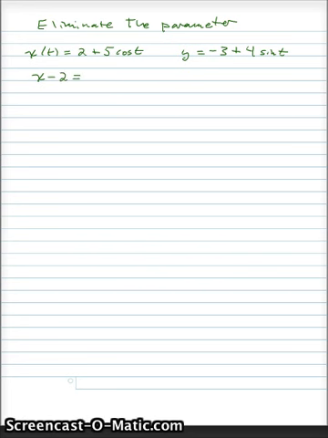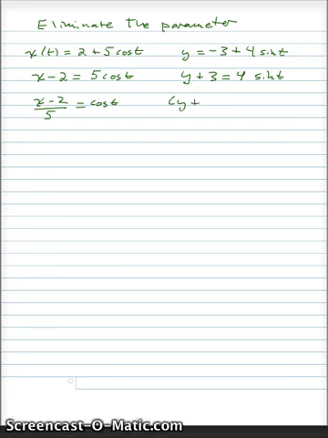Our next situation then is to eliminate another parameter. What are we going to have here? X of t is 2 plus 5 cos t, and y of t is negative 3 plus 4 sine t. So we're going to solve for cosine and sine here. So x minus 2 is 5 cos t. So x minus 2 over 5 is the cosine of t. Y plus 3 would be 4 sine t. Y plus 3 over 4 would be sine t.